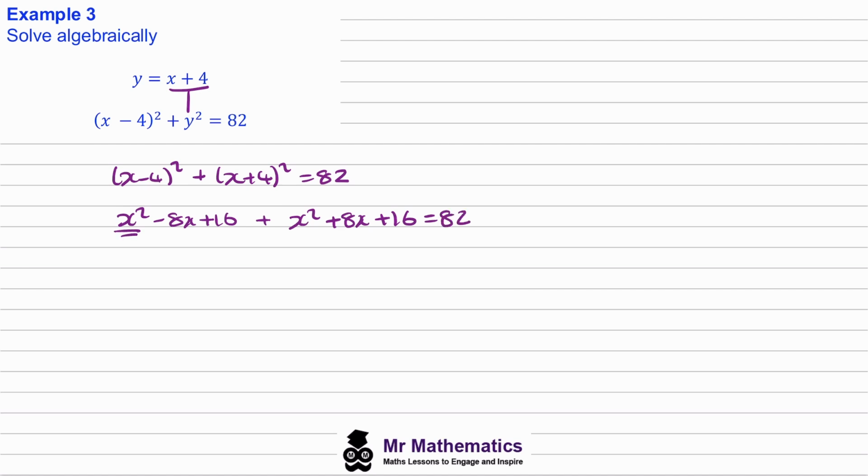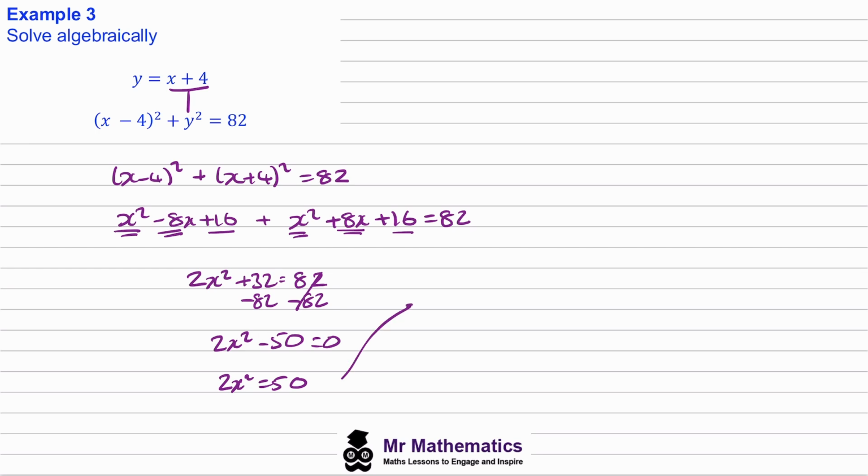We can collect the x squared terms together. Negative 8x will cancel with that positive 8x, and these 16s will add to make 32. We'll take away 82 from both sides. So we get 2x squared minus 50 will equal 0. We can add the 50 to both sides and then divide by 2. So x squared will equal 25.